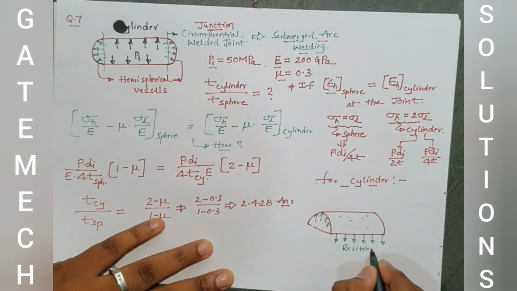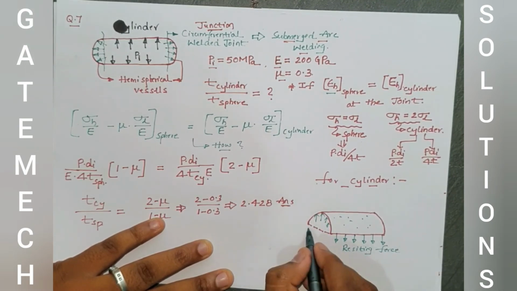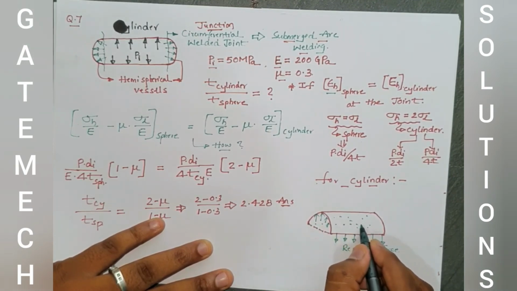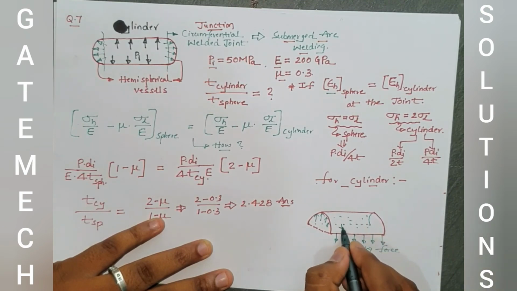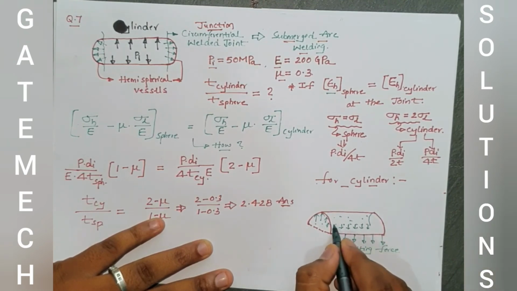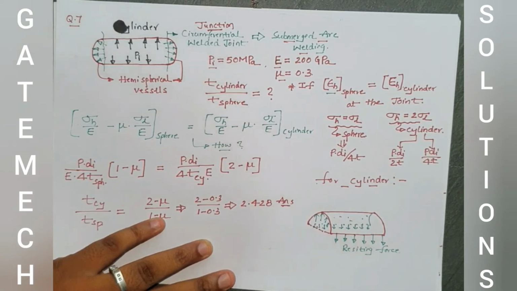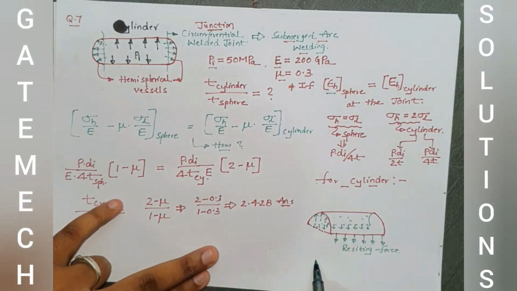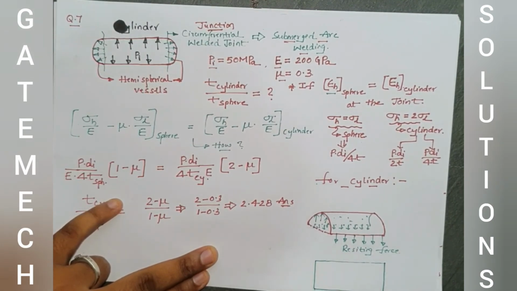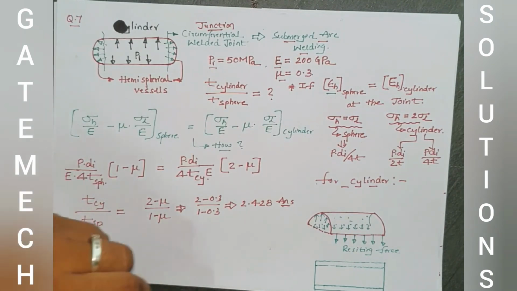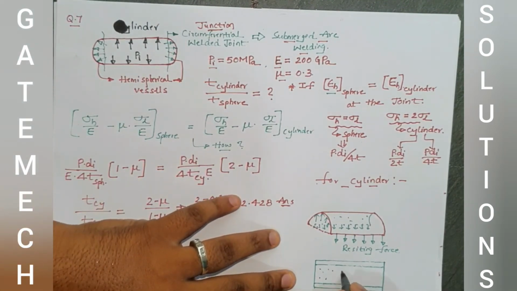Resisting force. And here also, the thickness. Here also it will offer resisting force. So if you look from the bottom view, it seems to be like this. Length of the cylinder. This is the thickness of the cylinder. The pressure force is acting on this curved surface.